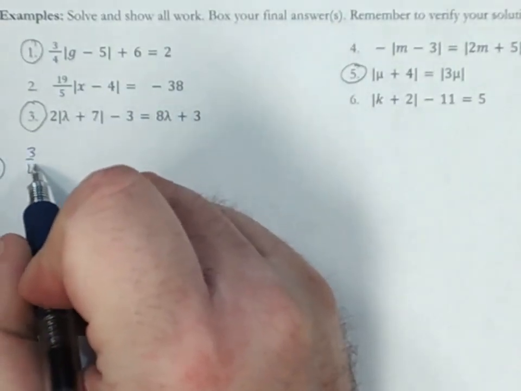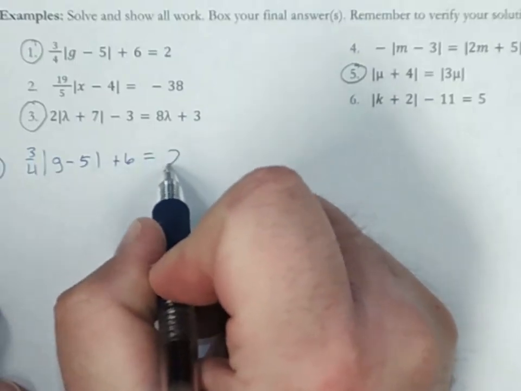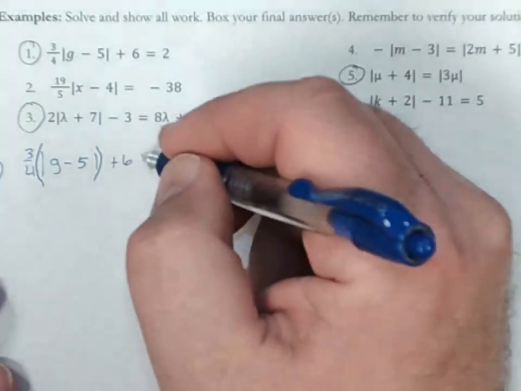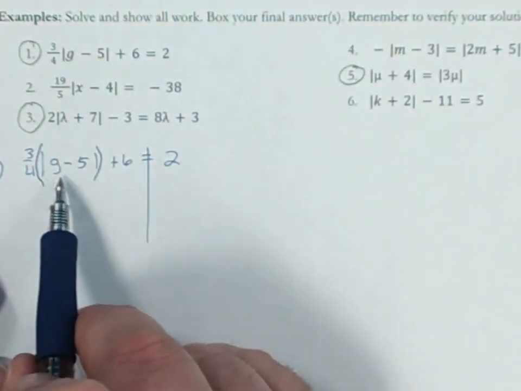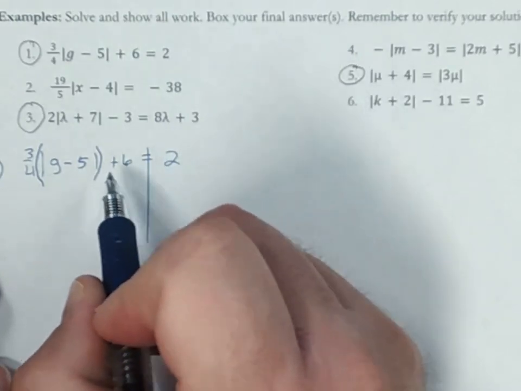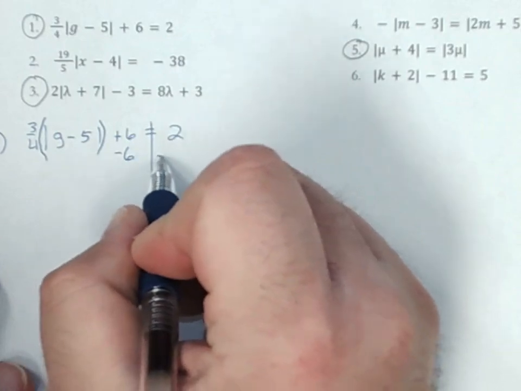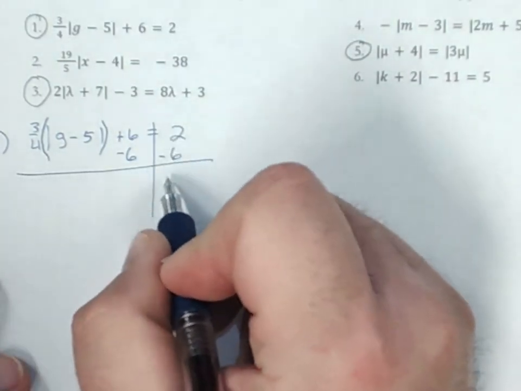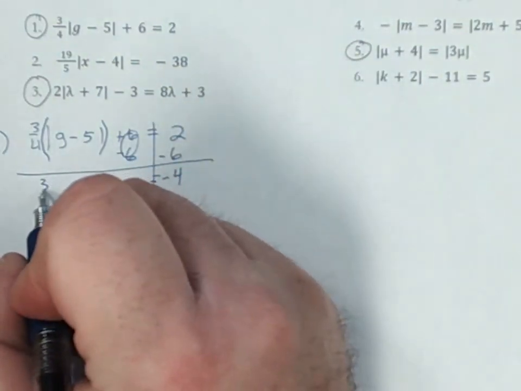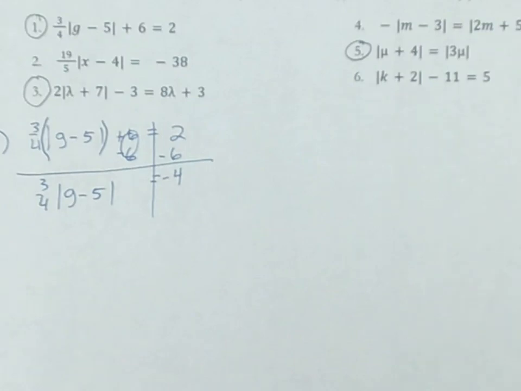We have 3/4 times the absolute value of g minus 5 plus 6 equals 2. I need to get this part by itself. What I'm seeing is that the absolute value of g minus 5 is being multiplied by 3/4 and having 6 added to it. So I need to undo those. I will undo plus 6 by subtracting 6. 2 minus 6 is negative 4. 6 minus 6 is 0. That leaves 3/4 times the absolute value of g minus 5 on the left and negative 4 on the right.